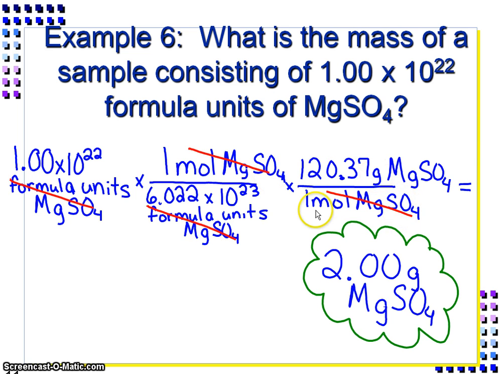Now I'm left with moles of MgSO4, so moles will go on the bottom in my next step, and grams will go on top. The 1 goes wherever moles is, and this number 120.37, that number I got off the periodic table. I added up the mass of 1 Mg plus the mass of 1 S plus the mass of 4 oxygens. You multiply the numbers across the top, divide by what's on the bottom, you should get about 2 as your final answer.